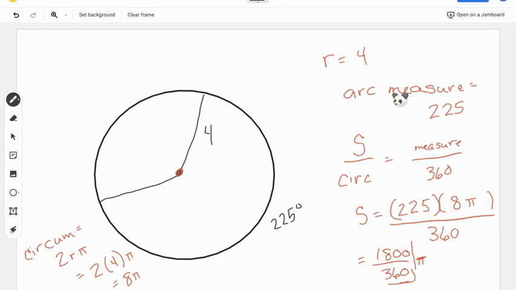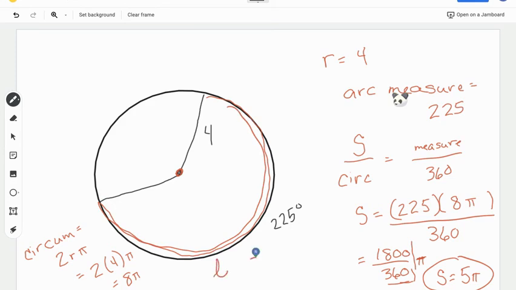So when we take 1800 divided by 360, we actually get 5. We've got to leave that pi in there, which means that this length going around the circle right on that arc on the outside, the measure is 225, but the length is actually 5 pi.